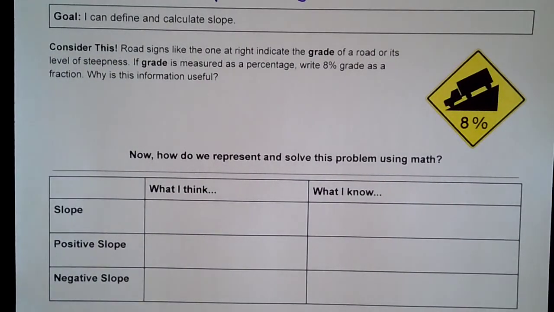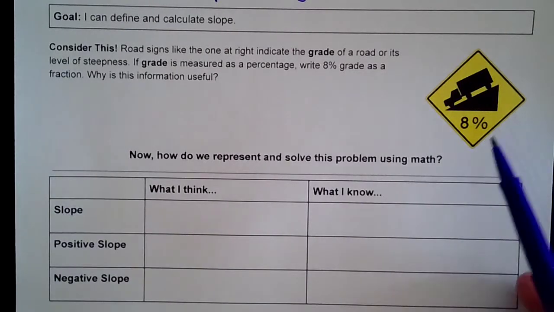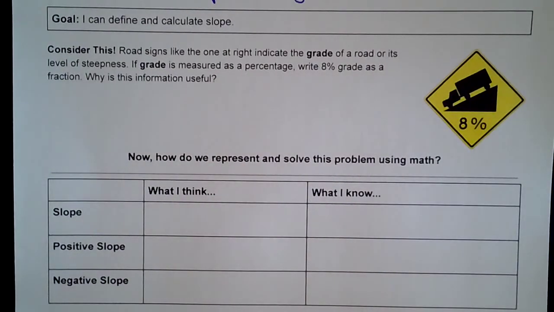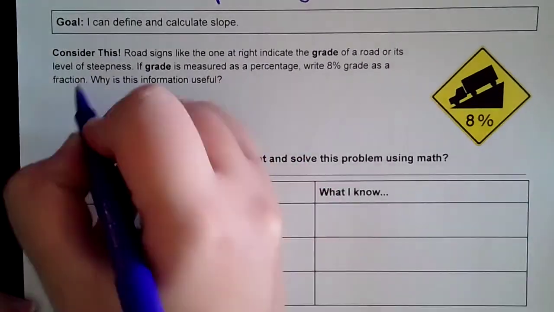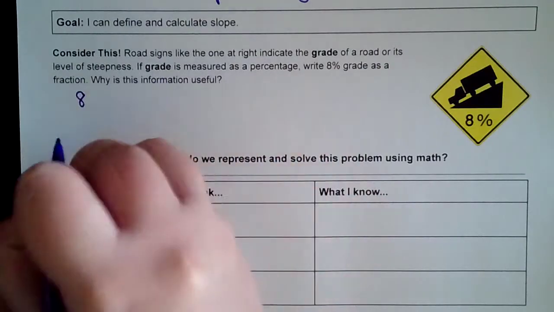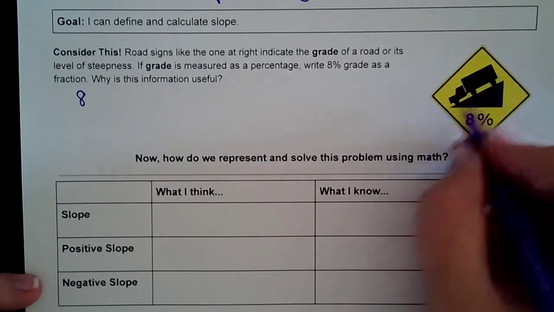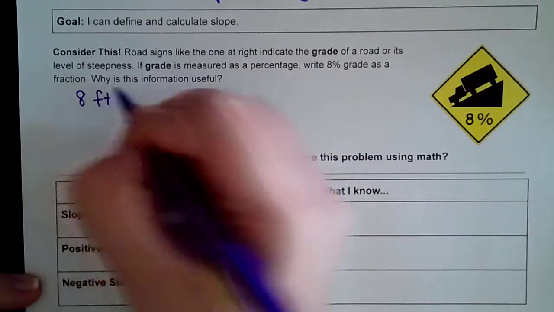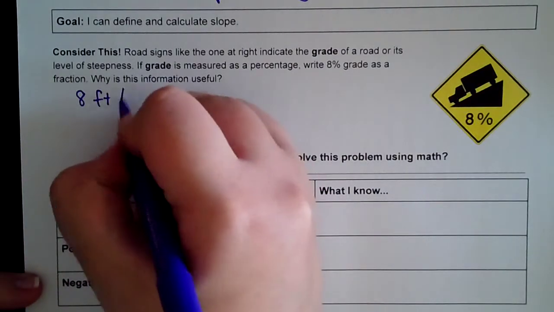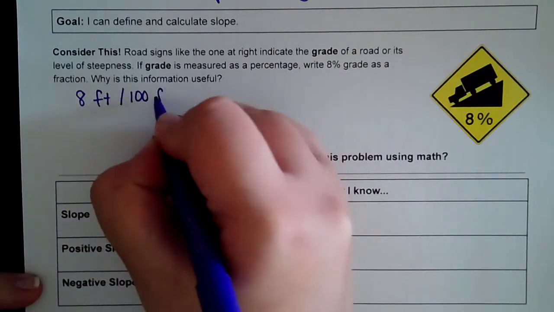Let's start off with a real world example. Road signs like this one indicate the grade of a road or its level of steepness. If grade is measured as a percentage, write 8% grade as a fraction. And why is this information useful? Well, just as you would suspect for 8%, what 8% means is that the downhill steepness is going to decrease 8 feet each time you travel 100 feet.